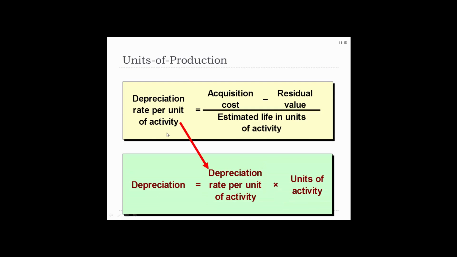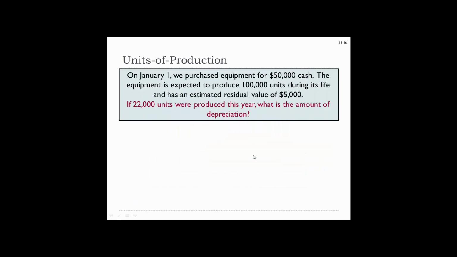The units of production method. Depreciation rate per unit of activity equals acquisition cost minus residual value divided by estimated life in units of activity. So depreciation equals depreciation rate per unit of activity times units of activity.